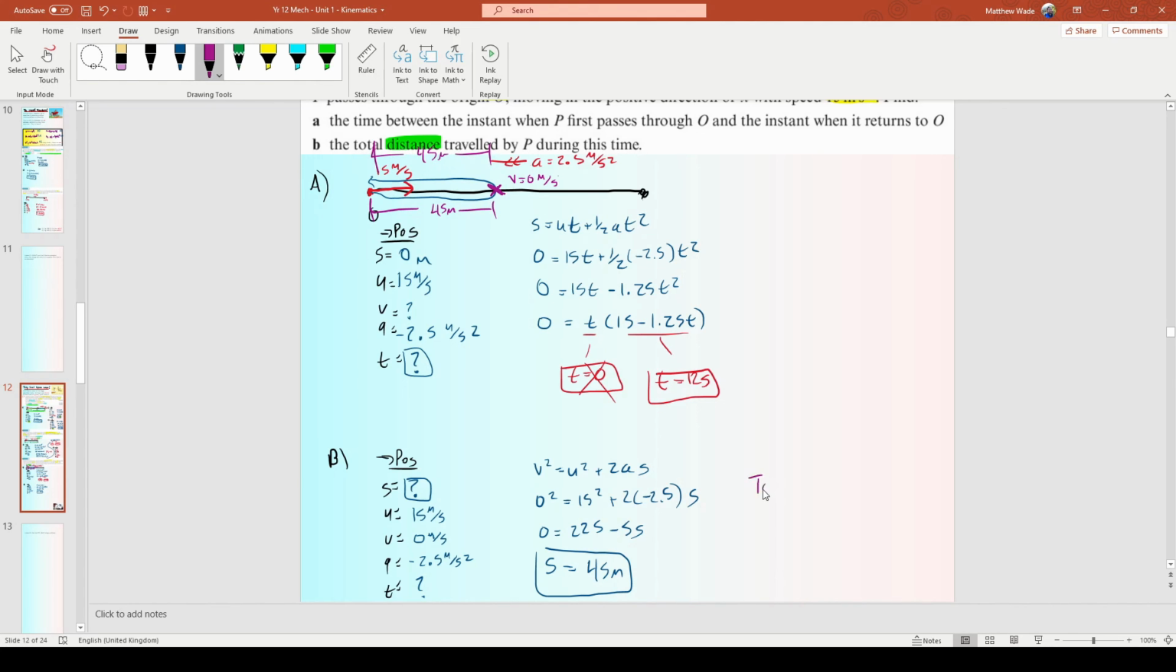So total distance, it's not displacement, it's distance, and this is where they try to throw you off, is equal to 45 times 2 equals 90 meters. Cool, because it has to go there and back. Bit of a trick question.